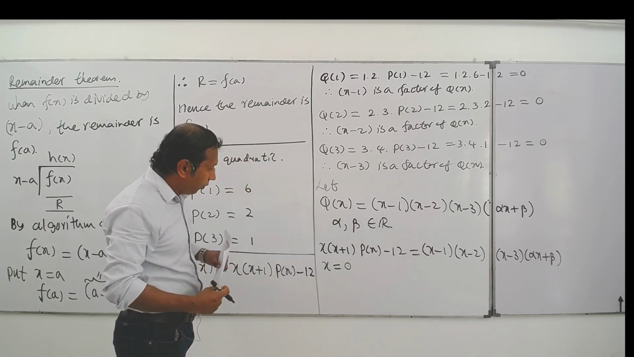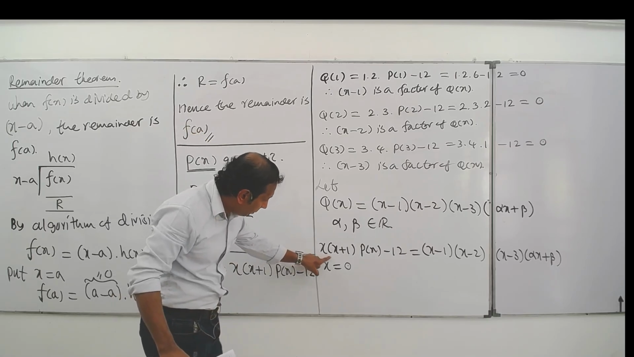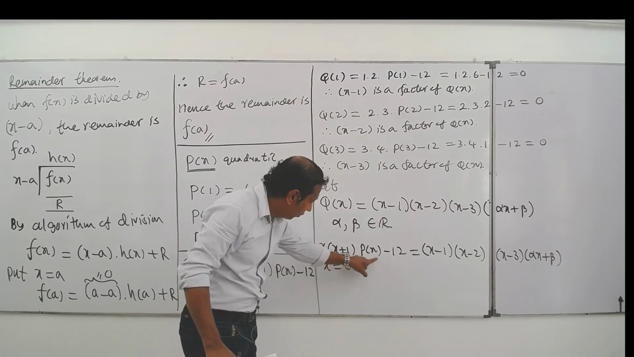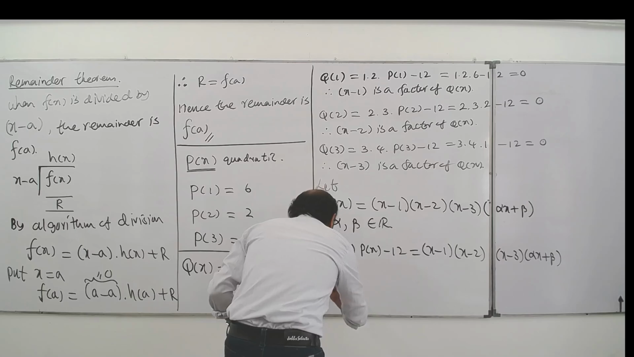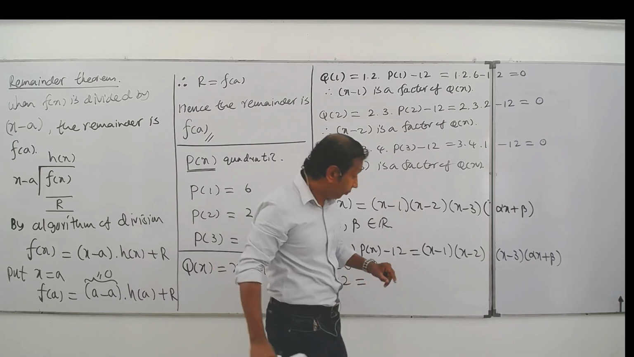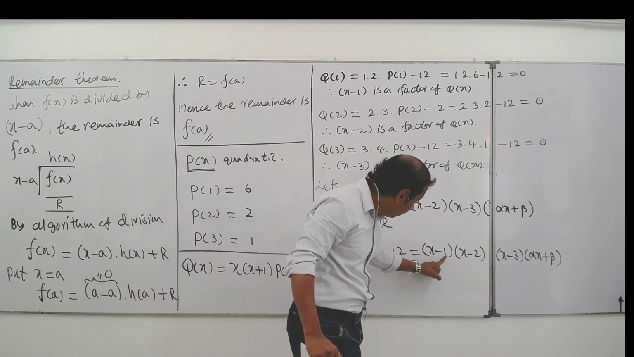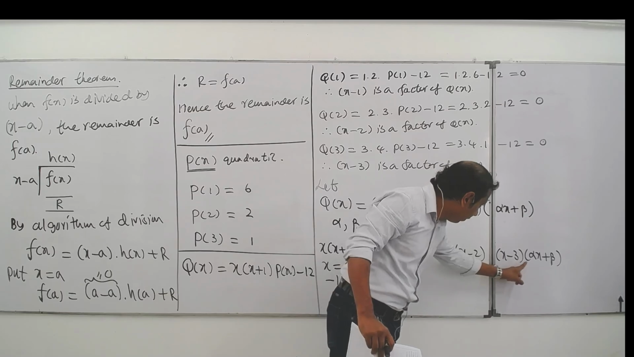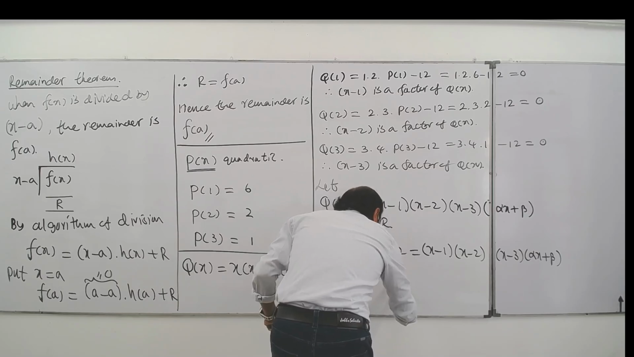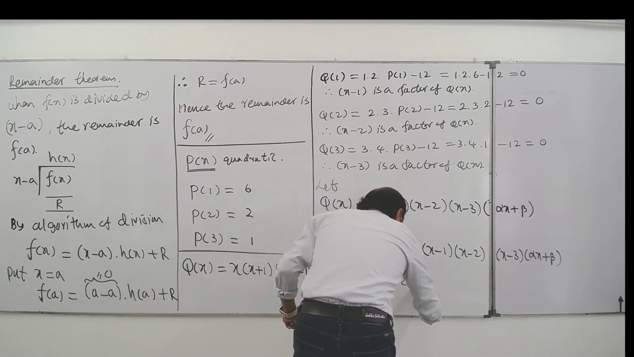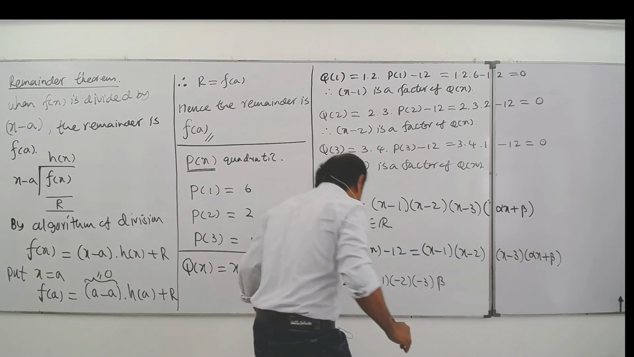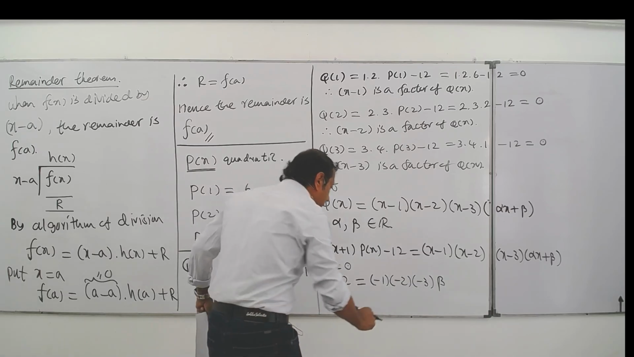When you put x equals 0 here, this whole thing will be 0, even minus 2 on the left hand side. Then x equals 0 brings here minus 1, minus 2, minus 3, and beta. What do you get there?